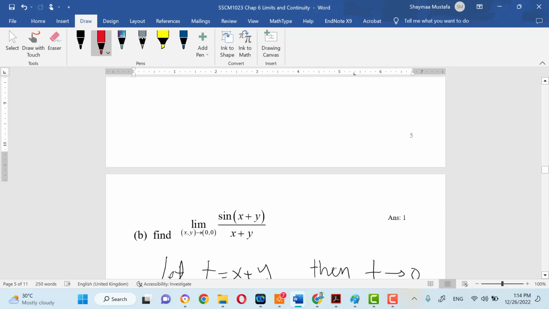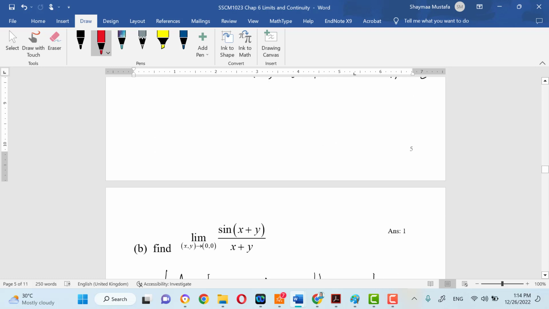Okay, go for this one. This one also direct substitution. We have sine 0, which is 0. Direct substitution gives you sine 0 over 0. Sine 0 is 0, so we have 0 over 0. This is not equal to 0, not equal to infinity or something. So this means that the direct substitution fails to find the limit. So you need to find another way to find the limit.